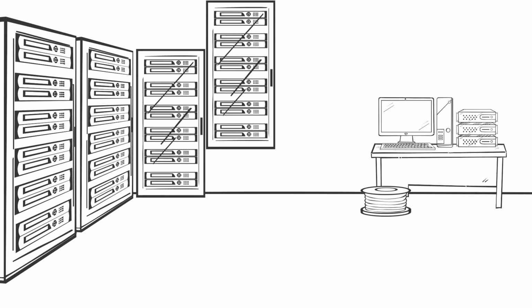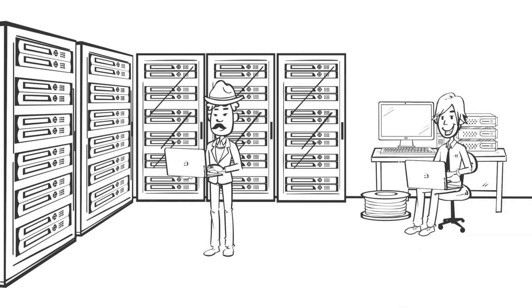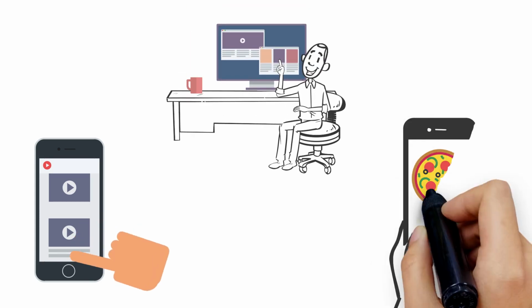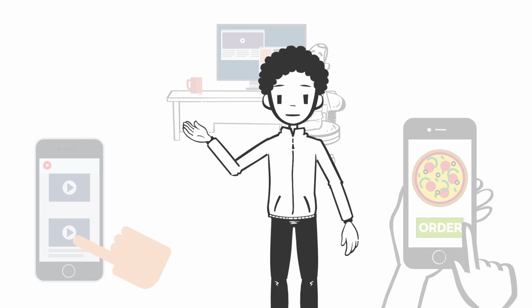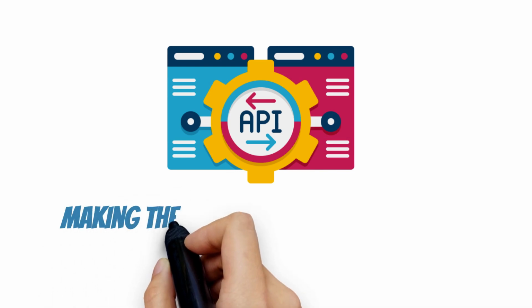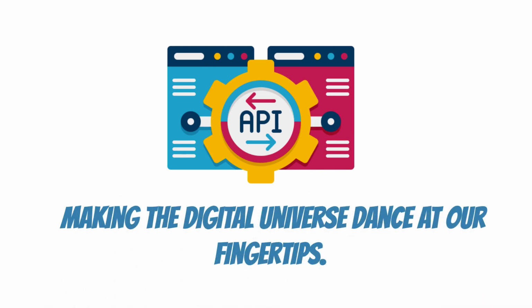They're like the secret agents of the digital world, working tirelessly to bring you the information you seek, no matter where it comes from. So, next time you interact with your apps, browse a website, or order that pizza online, remember the unsung hero working behind the scenes, the API, making the digital universe dance at your fingertips.